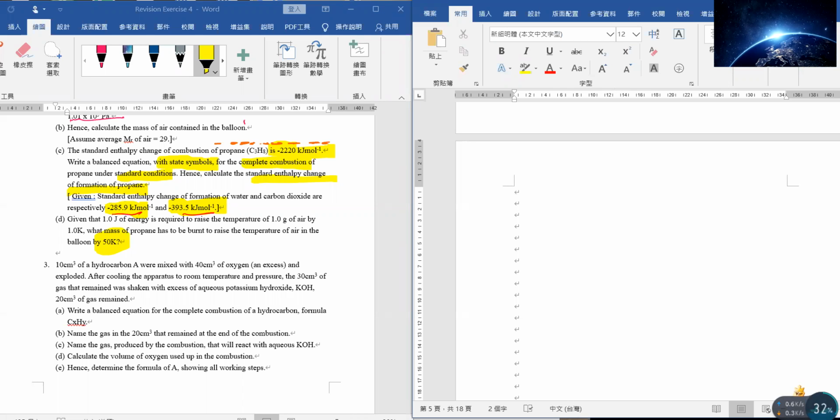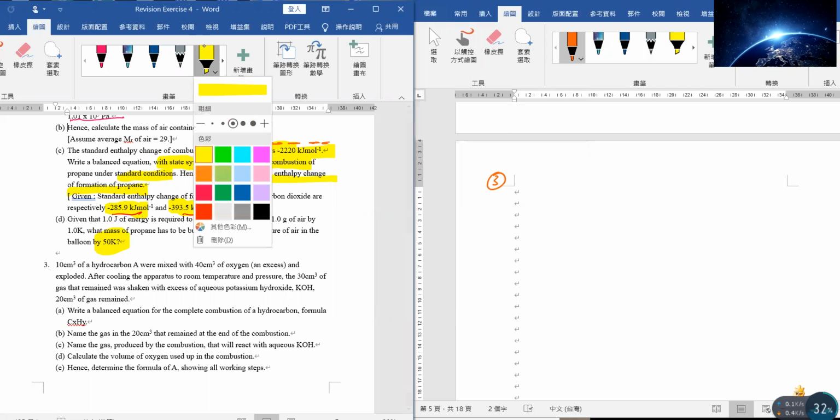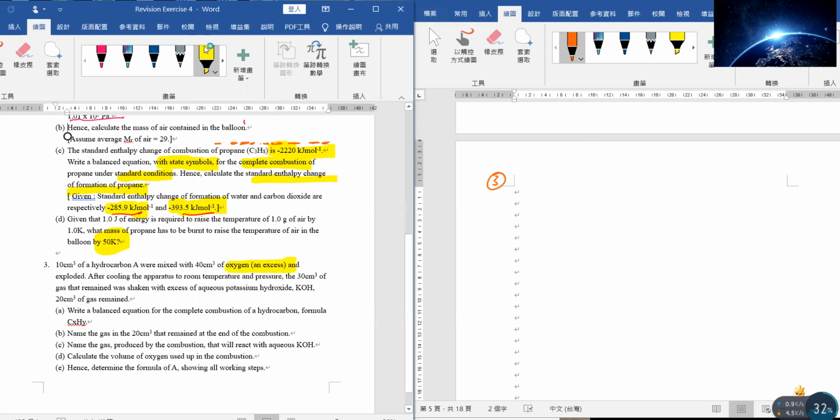Okay, we just have explained question 1 and question 2. Then we go to question 3. Okay, question 3. The 10 cm cube of hydrocarbon A were mixed with 40 cm cube of oxygen in excess. Highlight some keywords: in excess, okay, and exploded.